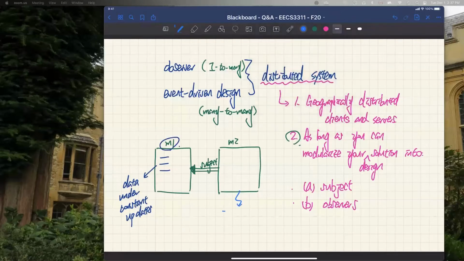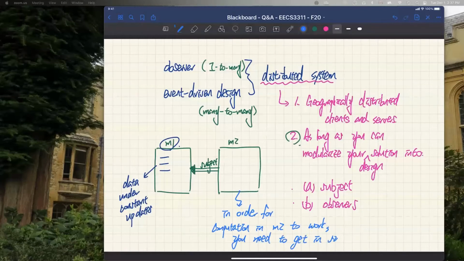So you can say, in order for computation in module number 2 to work, you need to get in sync with module 1. I would say in general, if you can sense such a dependency between the two modules, I think they will be good candidates for module 1 and module 2.